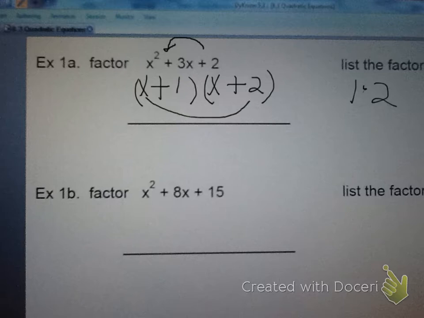Then make sure when you check, you don't have to do the entire FOIL, just outer and inner. The outer is 2x, the inside is 1x, which is 3x, which is your middle term.